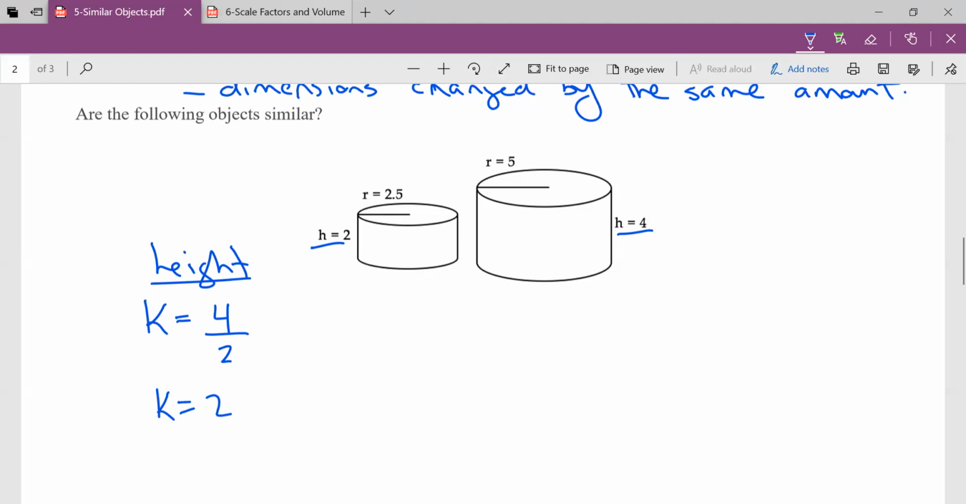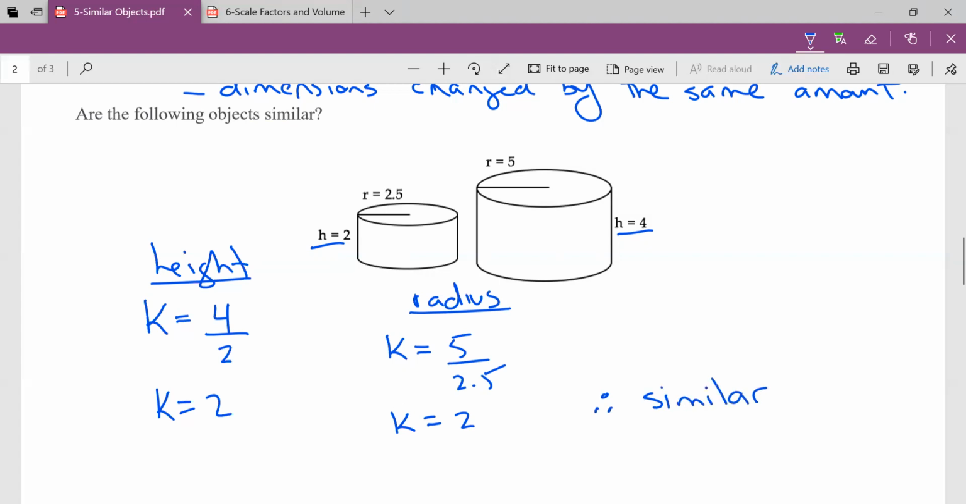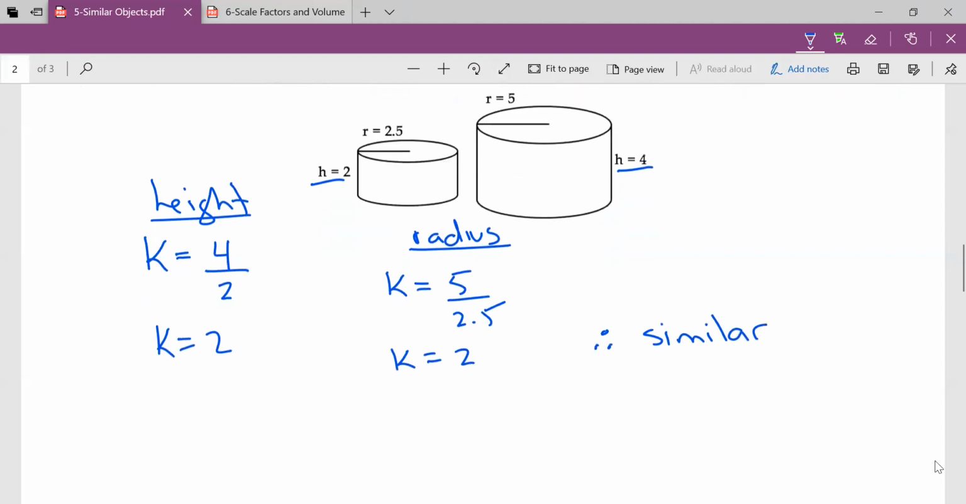Now I'm going to do the same thing for the radius. So I'll compare these two things. I take the new and divide it by the old, and guess what I get? 2. Since both of these scale factors are the same, these two shapes are similar, right? Because both dimensions were increased by the same amount. All right, not so bad, right? Kind of an easy idea to tackle.